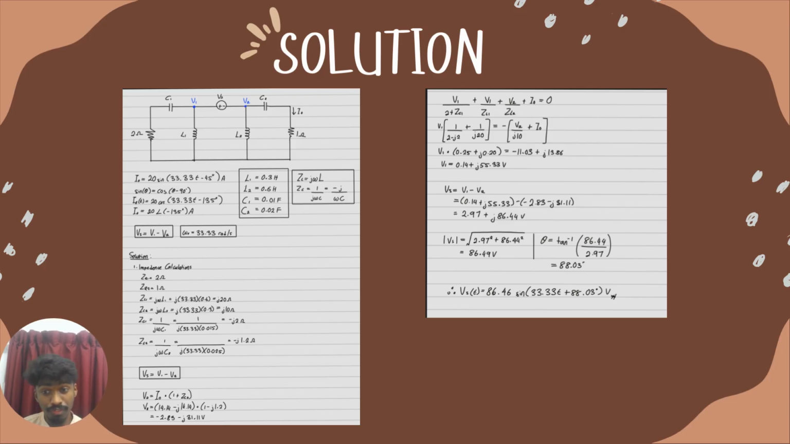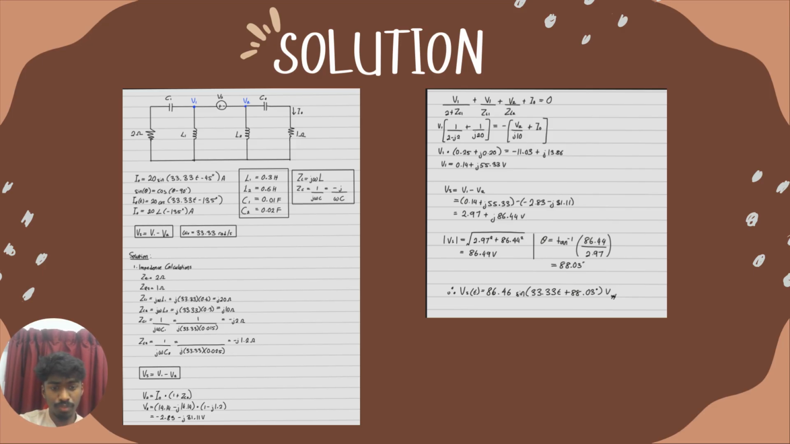Rearranging, we move the known values of V2 and IO, which we already found, to the right side, and the V2 terms to the left side, to solve for V1. After performing the complex algebra, we found that V1 is 0.14 plus J55.33 volts.